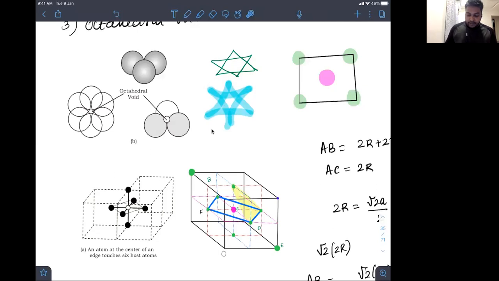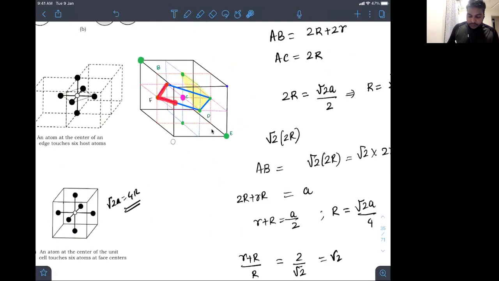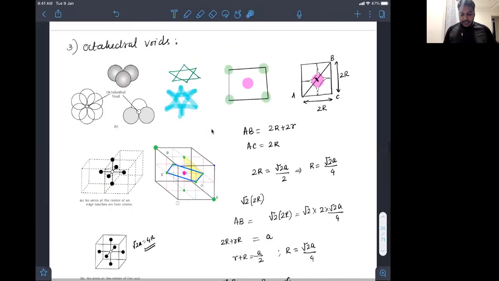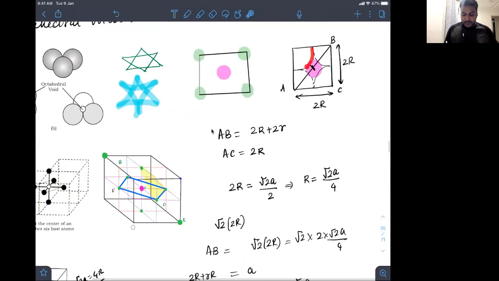So in an octahedral void, you can see 1, 2, 3, 4. These 4 atoms are touching each other. Above there is one atom, below there is one atom. So if you draw them together, it looks like an octahedron, is it or not? We have learned this in chemical bonding. When you have like this 6, it will become an octahedron. So that's why it is called an octahedral void. Now I can say that 4 atoms are touching each other, and in between them there is one atom sitting, and that is what we call the octahedral void.